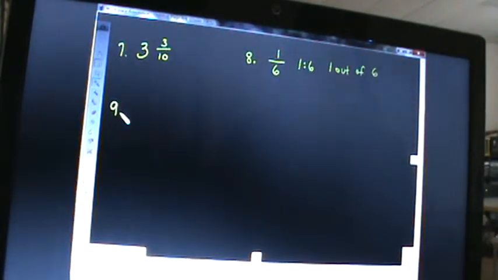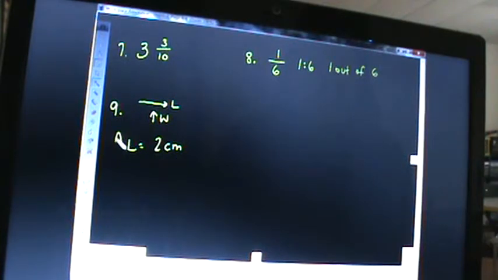Number 9. What is the length of this rectangle? Okay, remember, length goes this way. That's length. Width is up and down. So looking at the rectangle, our length is 2 centimeters.